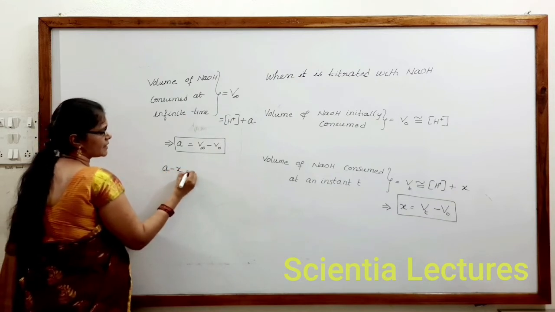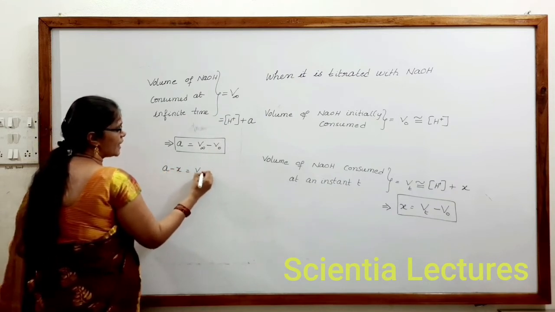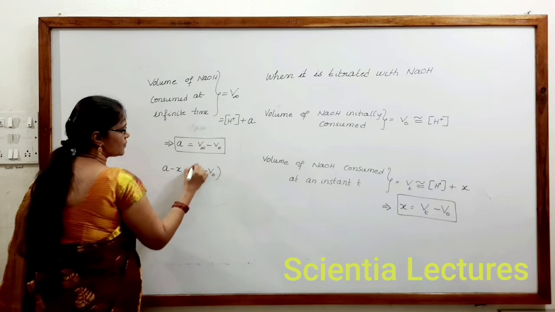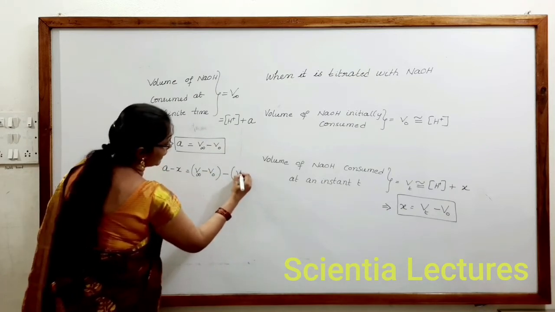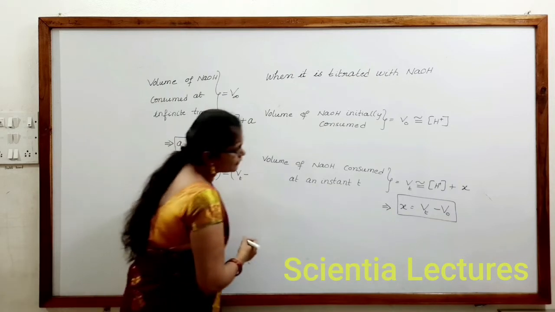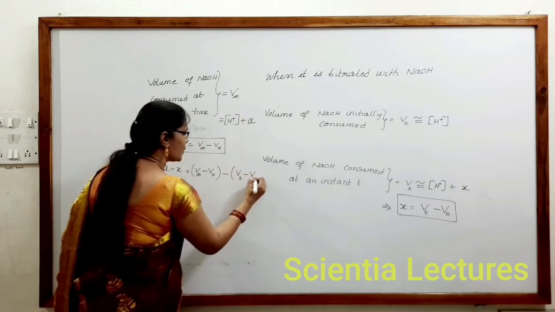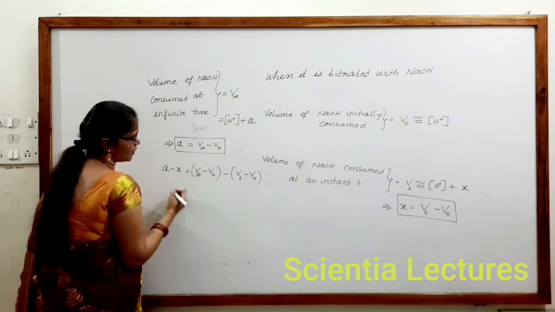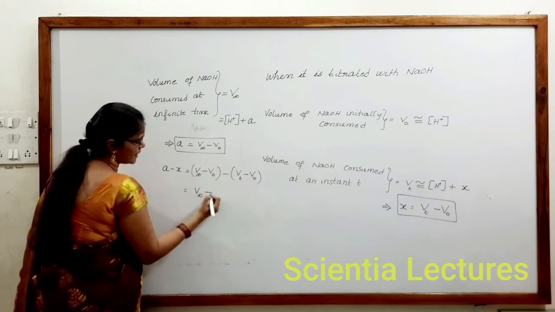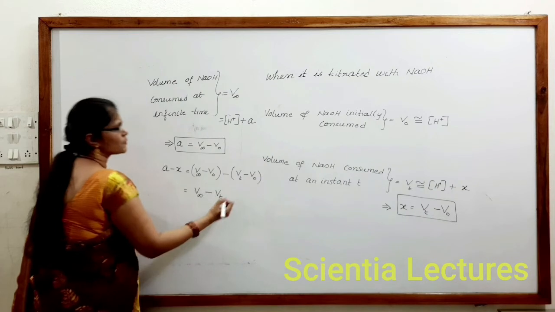A minus X must be equal to, what is A? V infinite minus V naught, minus, what is X? Vt minus V naught. So, if you remove the brackets, what will we get? Minus V naught plus V naught gets cancelled. A minus X becomes V infinite minus Vt.